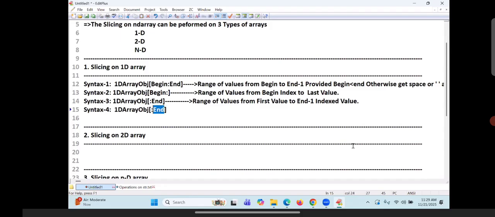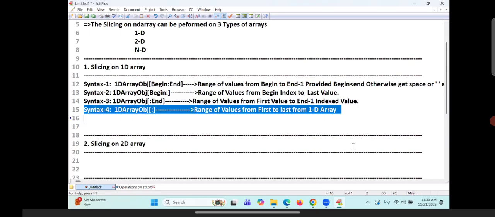No beginning, no ending. That gives you the range of values from first value to last. From which object? From the 1D array. That means complete values will be displayed. This is very simple.